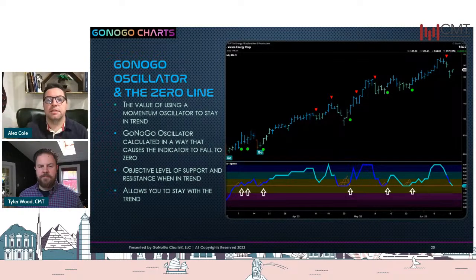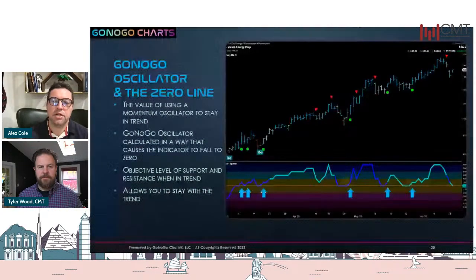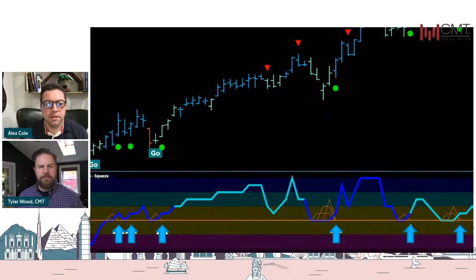And what counts as a test of support? What if it comes down to 48.2 or 43, or what if it breaks down to 38 or 37? Does that count as breaking that support? Well, what we wanted to do when we designed the go-no-go oscillator was to calculate it in a way that causes the indicator to go to zero when all of the blended inputs for the 5, 6, 7, 8 momentum inputs are in their neutral territory.